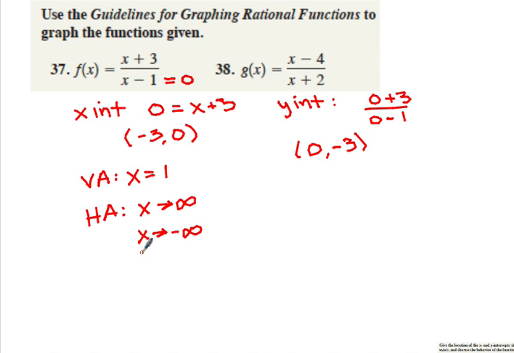Okay, so in this particular case, let's think about this. If I had x going towards infinity, we're thinking really big numbers. So if I plugged in 1,000,000 for x, this is going to end up being 1,000,000 plus 3. So this is going to be 1,000,003 basically, over 1,000,000 minus 1, so 999,999, right?